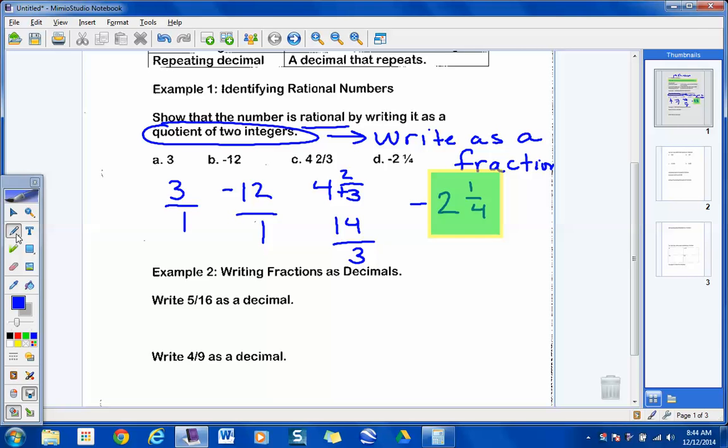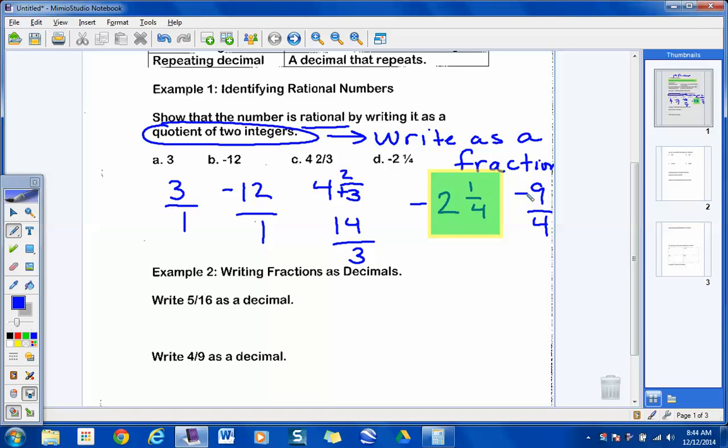9 over 4. Yep, 4 times 2 is 8. 8 plus 1 gets you a new numerator of 9. How about my 9 over 4? And where's your negative sign going to go? Well, it doesn't really matter. I always put mine up top, okay? So negative 2 1/4 is written in fraction form as negative 9 over 4.